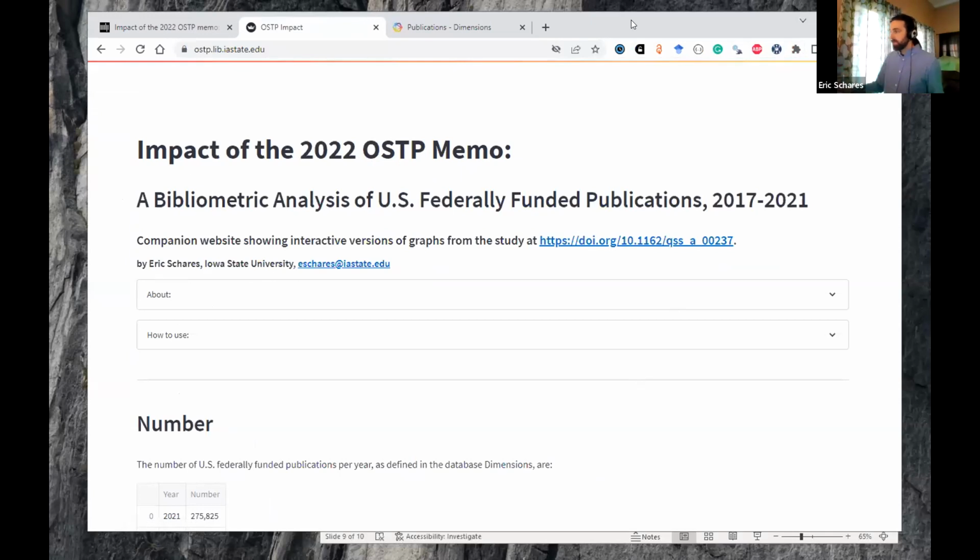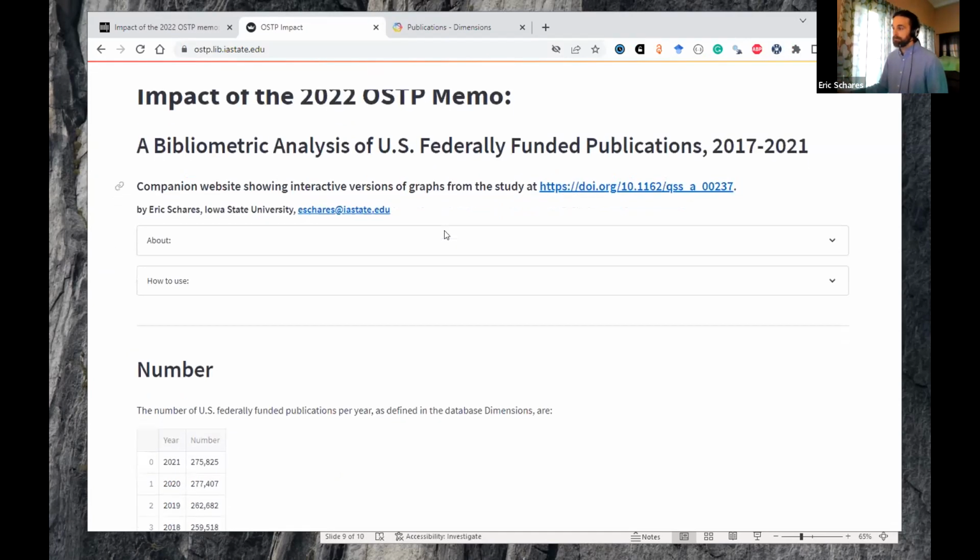So you should see a website, a white website with bold lettering, Impact, the 2022 OSTP memo, that really long title that we went through a couple times already. So this is the companion website. We're going to spend about 20 minutes in here just walking through and kind of showing different things that I find interesting about how this data came out. The link to the journal article is provided here again. And again, my contact information is right there at the top. So if you ever have questions, either again right now or later on as you read the article or watch the recording, I'm happy to take those.